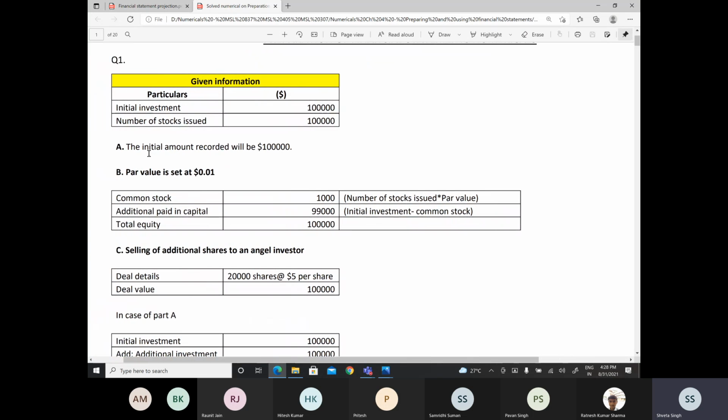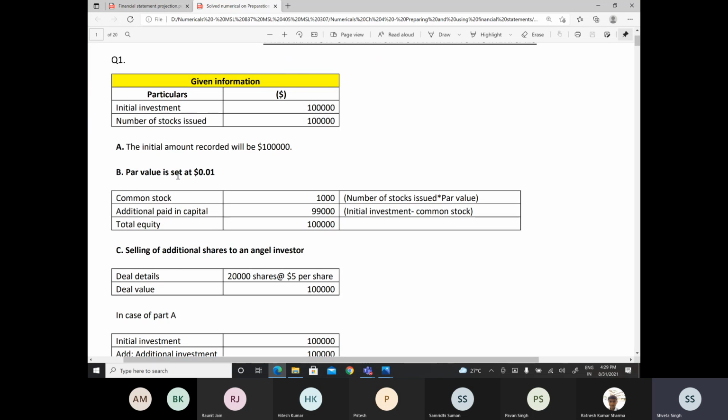Now, the initial investment that has been made is 100,000, and the number of stocks issued are 100,000. That means each stock is valued at $1. So the initial amount will be recorded as 100,000 only. Okay, so this is very simple.